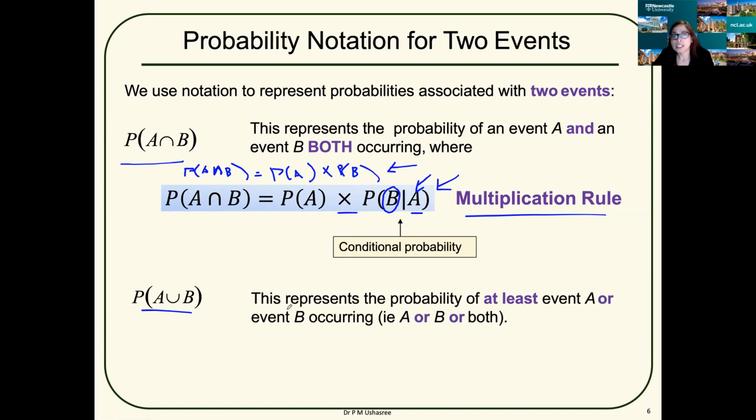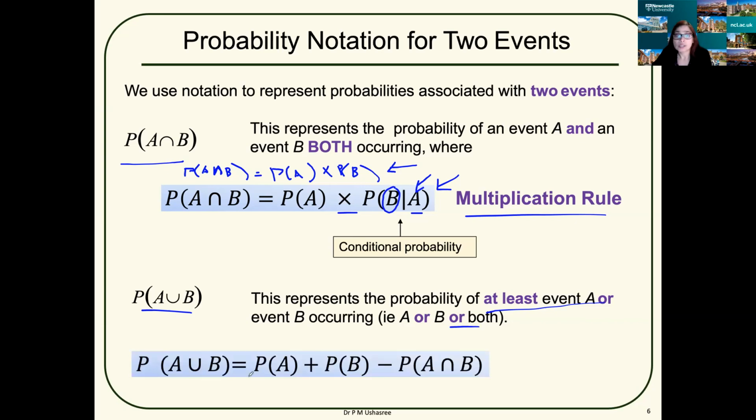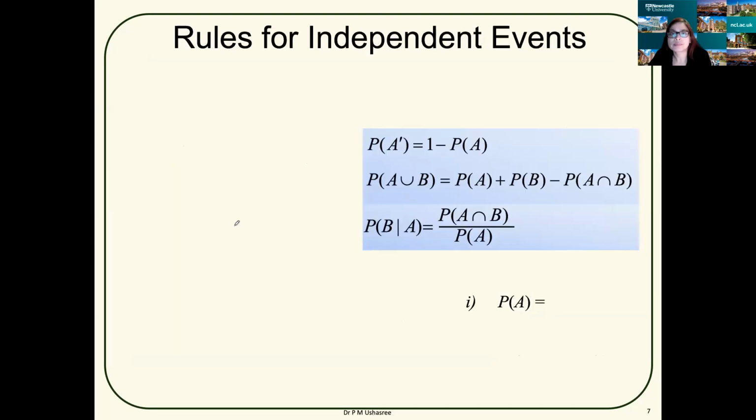This represents the probability of at least event A or event B happening. That is, or is usually represented by plus. So probability of A plus probability of B minus probability of A intersection B. And this is known as the addition rule. So you have two more rules here: the complementary rule, multiplication rule, and addition rule. Now you have three rules.